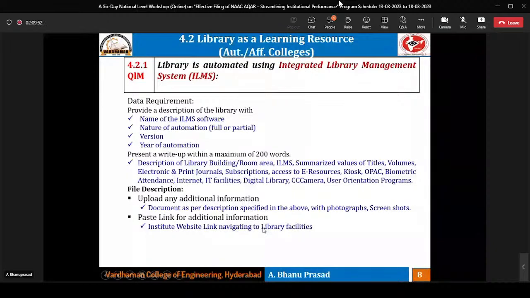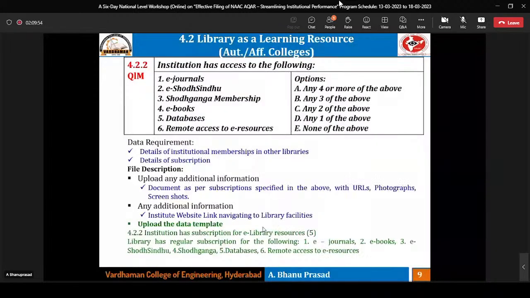Next comes the e-resources. The institution has access to the following. It has given six options: e-journals, Shodh Sindhu, Shodh Ganga membership, e-books, databases, and remote access to those e-resources. Among these, he has also given some marks; like any one of the above, you can opt for A, B, C, D based on the number of resources procured.